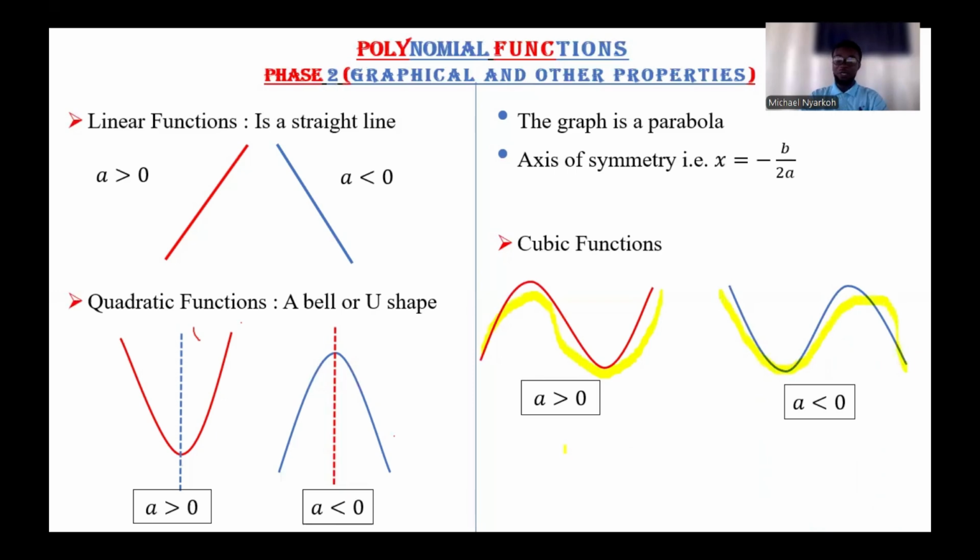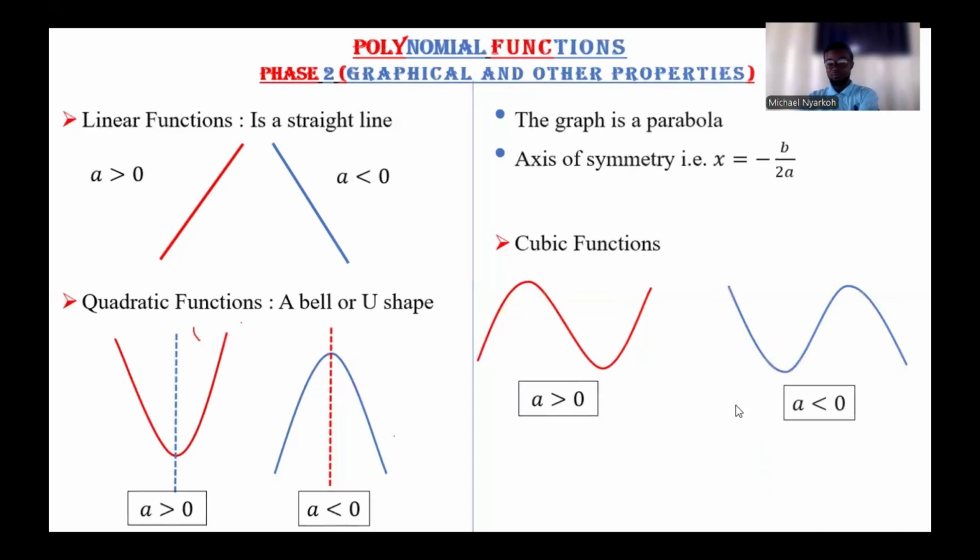Now, when the coefficient a is positive, that is greater than 0 in a cubic function, then it takes this shape. Is that okay? And when it is less than 0, then it's going to take the other shape. Let's pause on this and then have a critical look at what we were really talking about.